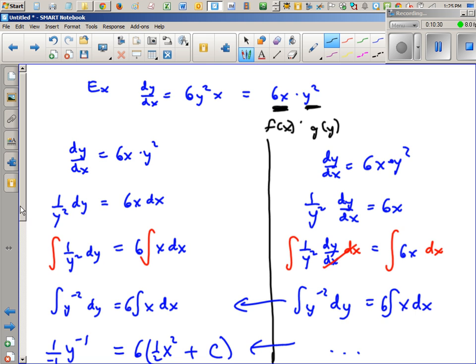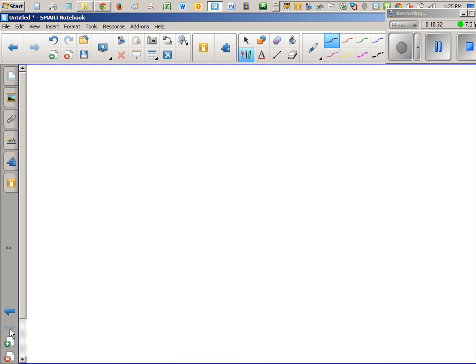Let's go on to our next example. So our next example says dy dx equals xy cubed over the square root of 1 plus x squared, like that.